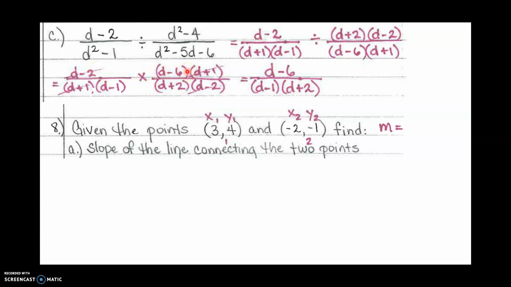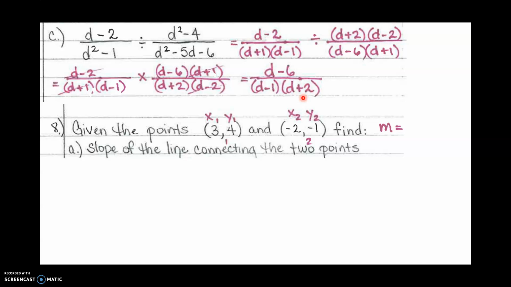All right. So in the top, that's going to leave me with 1 times d minus 6 times 1. So d minus 6. And in the bottom, 1 times d minus 1 times d plus 2 times 1. So d minus 1 times d minus 2. And I can leave it in that factored form. That's perfectly fine.